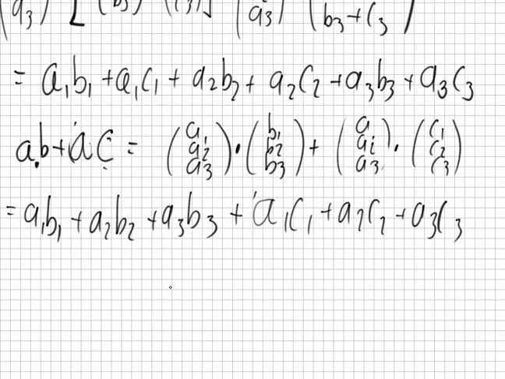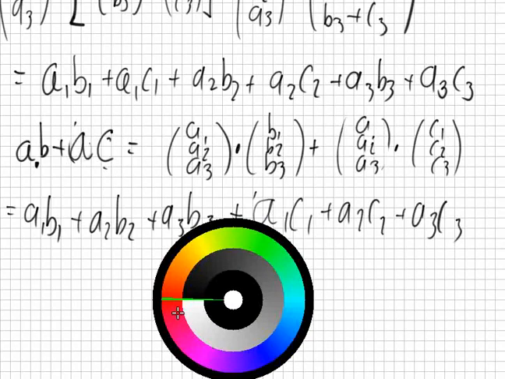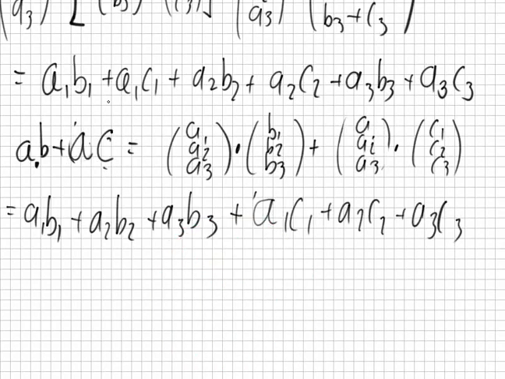Now did they match up? It looks good. Let's see. So we have A1B1, A1C1, A2B2, A2C2, A3B3, A3C3.